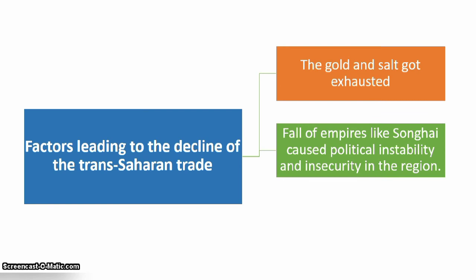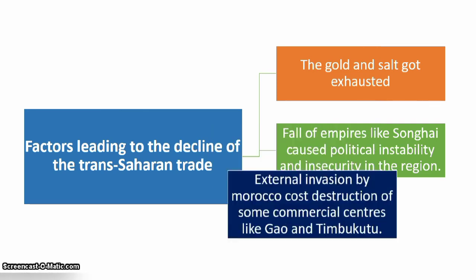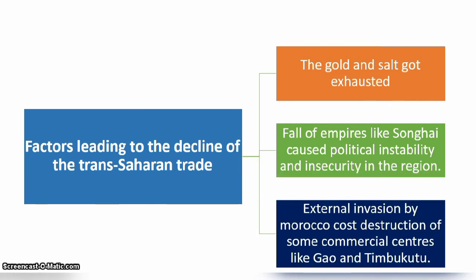The fall of empires like the Songhai caused political instability and insecurity in the region. I showed the map to you. And then the next one is the external invasion by Morocco, which caused destruction of some commercial centers like Gao and Timbuktu. So these were some of the factors that led to the decline of the Trans-Saharan trade.